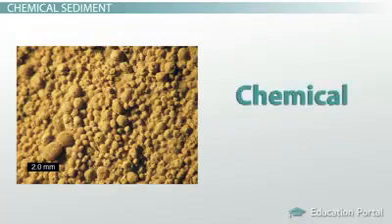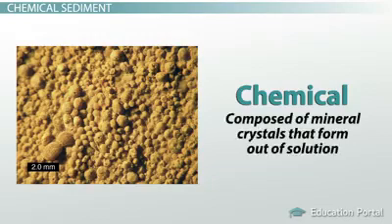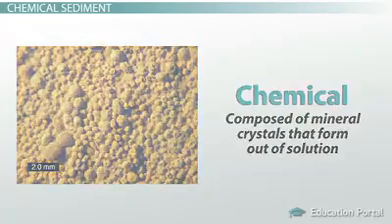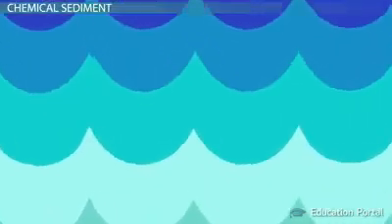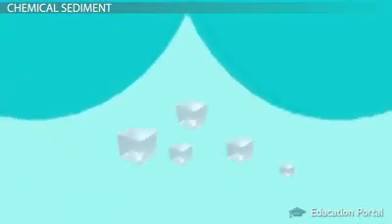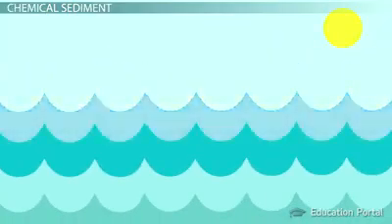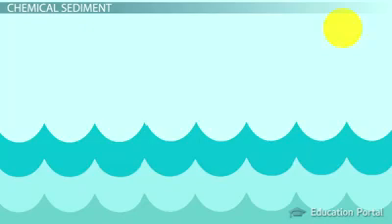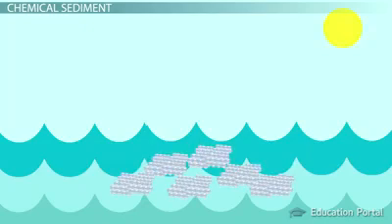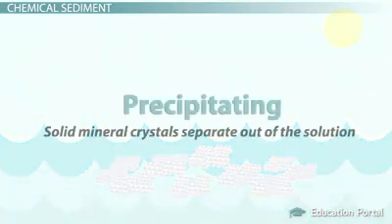Chemical sediments are different because they are not made up of fragments that get weathered or broken down, but instead they are composed of mineral crystals that form out of solution. Let's take a look at how this works. We know that water can have dissolved elements in it. For example, seawater has salt dissolved in it. If water becomes oversaturated with dissolved elements, which can happen when some of the water evaporates, those elements may no longer be able to remain dissolved. The result is that solid mineral crystals separate out of the solution in a process known as precipitating.